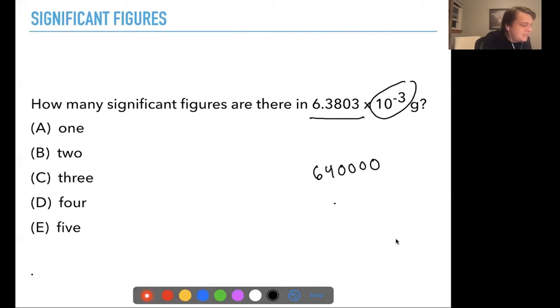I could write this as 6.4 times 10. Let's see, 1, 2, 3, 4, 5, times 10 to the fifth, and then it would be absolutely unambiguous what the number was. There's two significant figures, or 6.400 times 10 to the fifth. There we go. It's very clear. There's 4 significant figures. So that's something to think about with positive exponents as well.